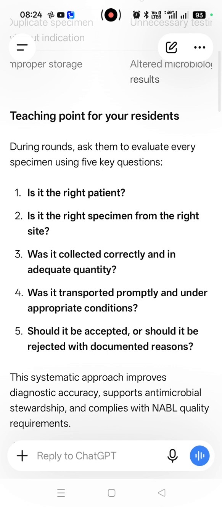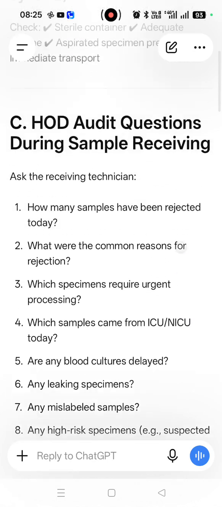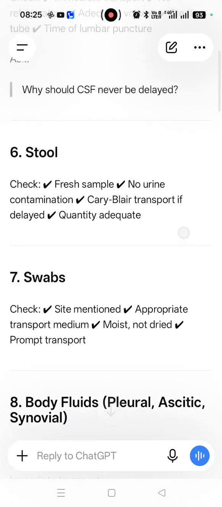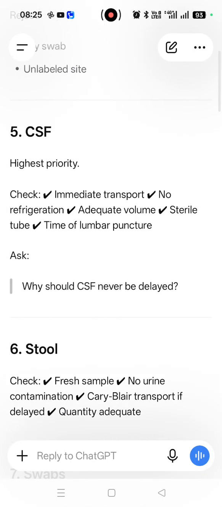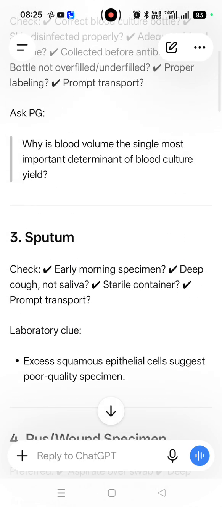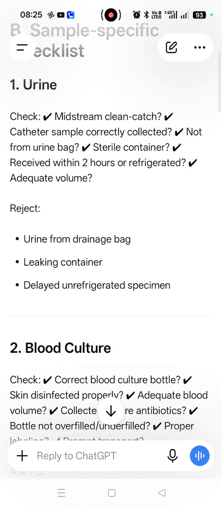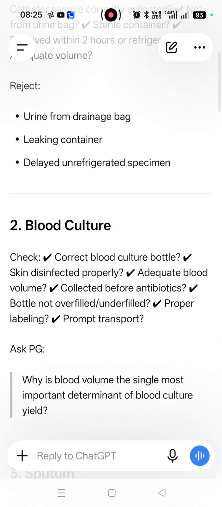So this systematic approach, if you follow, you improve your diagnostic accuracy, you support the antimicrobial stewardship and comply with the NABL quality requirements. So this all is about the checklist for a specimen, what all we should care about. We should ask, our PG should know, our technician should know, and other things can be added whenever you find something special that can be added to it.